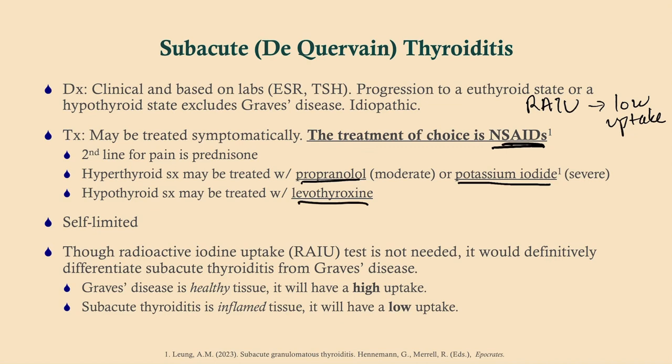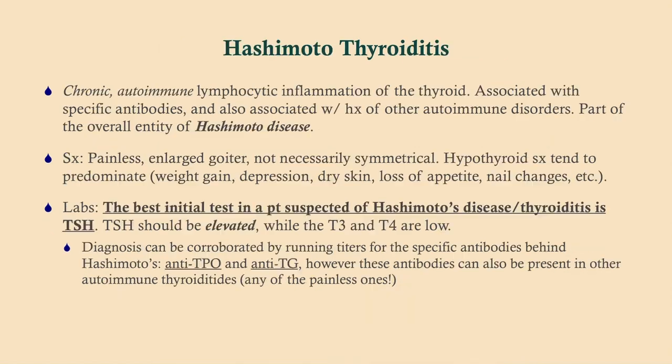And what you'll do is you'll titrate them and monitor their TSH, and you want to get that TSH to normal. You're not monitoring the T4, you're monitoring the TSH. Once the TSH gets into the normal range, they're considered euthyroid. As I said, this is self-limited. The RAIU uptake test is not needed, but it will definitely differentiate subacute thyroiditis from Graves.